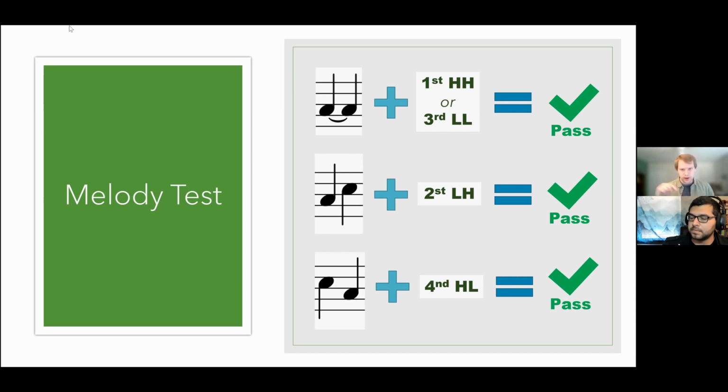Similarly, the second tone is rising. So if the melody rises, it passes. Fourth tone is falling. So if the melody falls, then it passes. And anything other than that would fail the test.